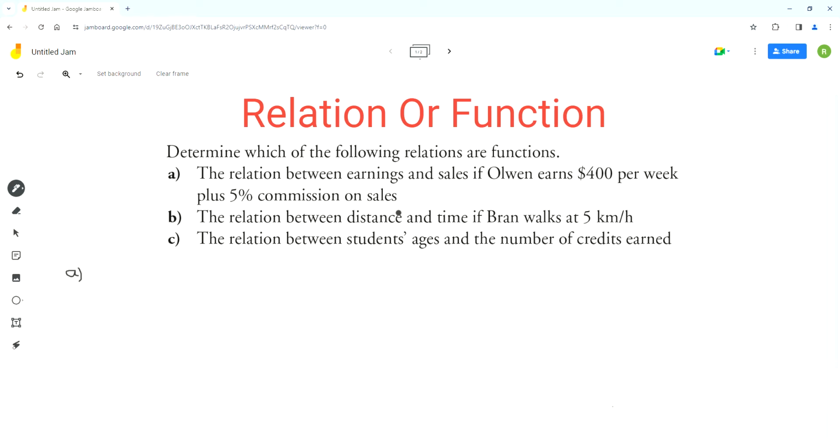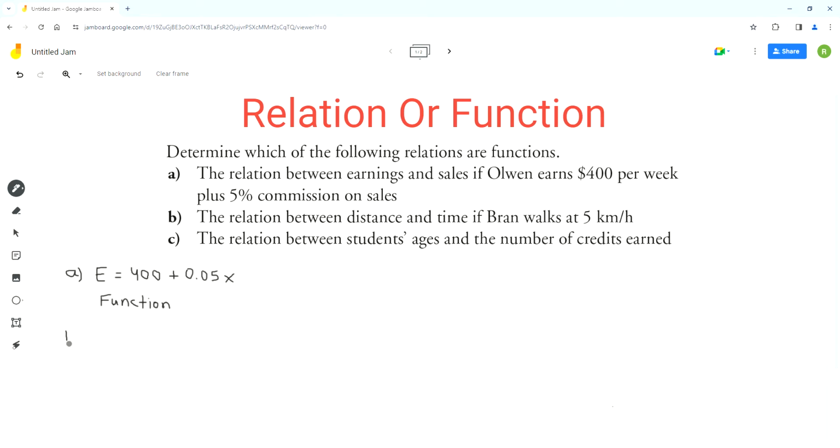If I have to write an equation for this relation, the equation will be E equals 400 plus 0.05x. This is a linear relation, and a linear relation is a function because if you graph it, you get a straight line which passes the vertical line test. So it will be an inclined line. In this case, this is a function. This is a very important concept you need to understand and memorize.